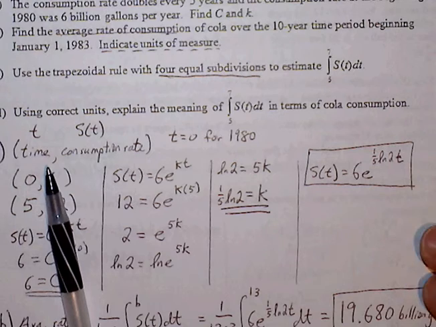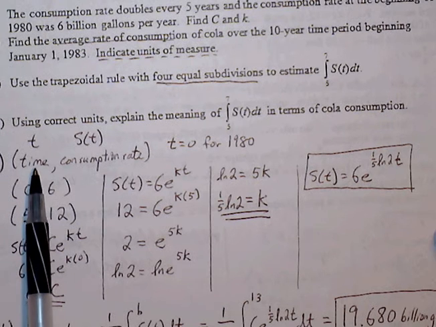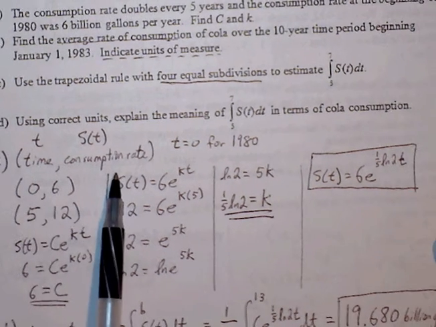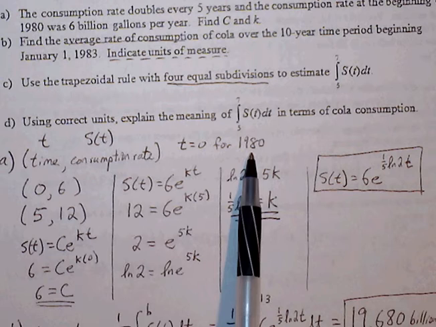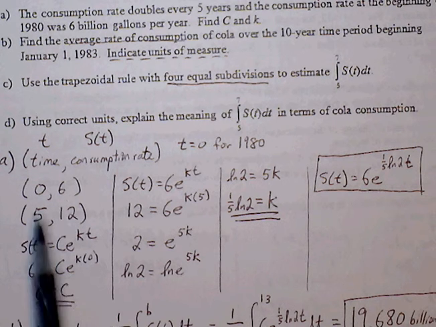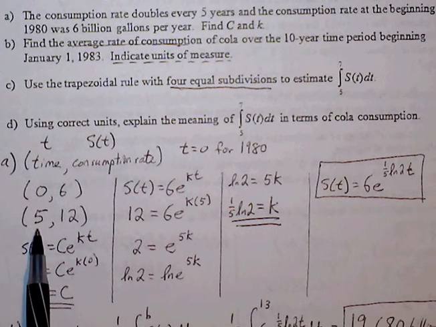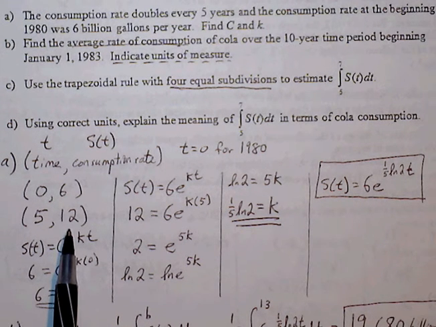What I like to do is set up and identify the ordered pairs that we're plugging in. Time is the independent variable, and the dependent variable is the consumption rate of cola. At time t equals 0, and we're going to let t equals 0 represent 1980, the consumption rate is 6 billion gallons per year. Five years later, because it doubles every 5 years, in 1985 the consumption is going to double to 12 billion gallons per year.